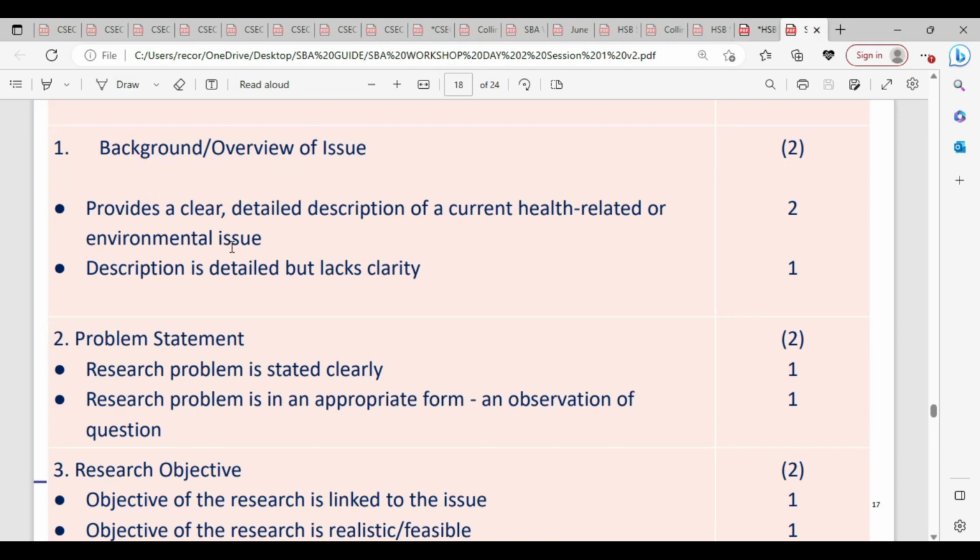The background information might be given to you by your teacher at observation, or you might have supplied the teacher with what it is that you wanted to research. However, from that, you're going to be getting your background, your title. It should provide a clear, detailed description of a current health-related or environmental issue.